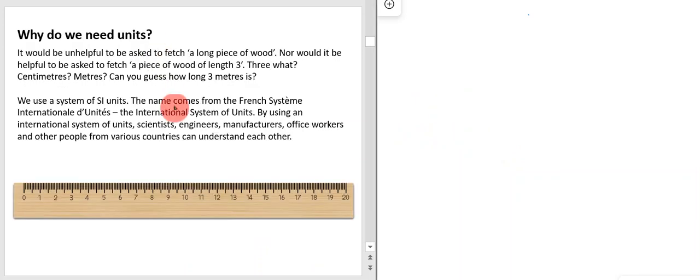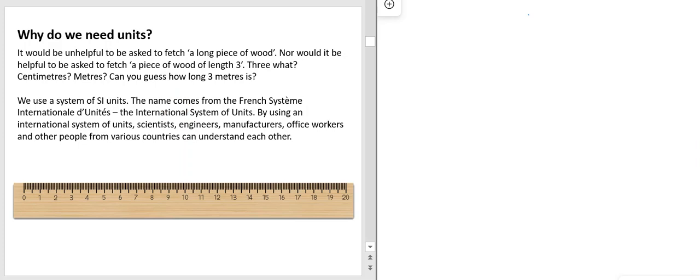So as we mentioned, measurements have units associated with them, depending on the quantity that you're measuring. So why do we need units? It would be unhelpful to ask, for example, to fetch a long piece of wood, nor would it be helpful to ask to fetch a piece of wood of length 3. 3 what? Centimeters, meters? Can you guess how long 3 meters is?